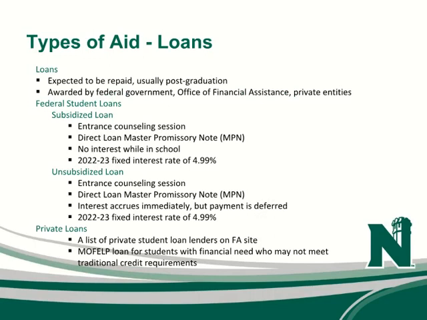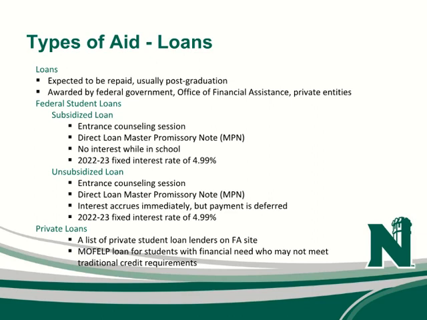Federal subsidized loans do not accrue interest while the student is in school, but federal unsubsidized loans begin to accrue interest immediately. Federal student loan borrowers must complete both entrance counseling and a direct loan master promissory note before the loan can be applied to the student bill. These can be found at studentaid.gov.